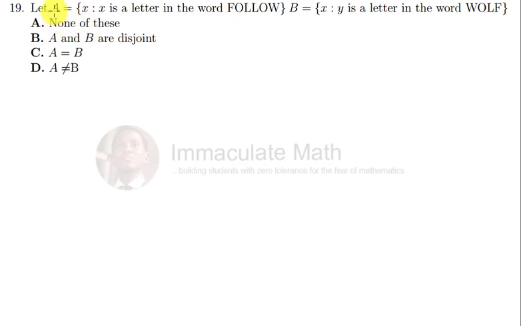In this question, it said that let A be the set of x such that x is a letter in the word follow, and B be the set of elements y such that y is a letter in the word wolf. So what do you notice? You can see that A is obviously not equal to B, because A is not a subset of B, and B is not a subset of A. So that means A is not equal to B. So the correct option here is D. Okay, so next question, please.